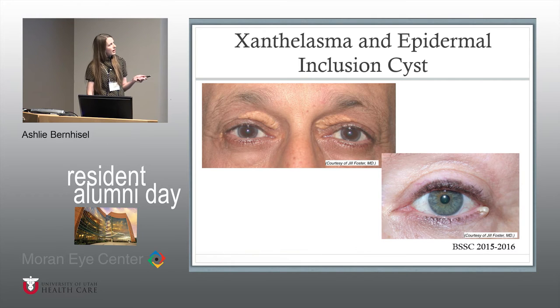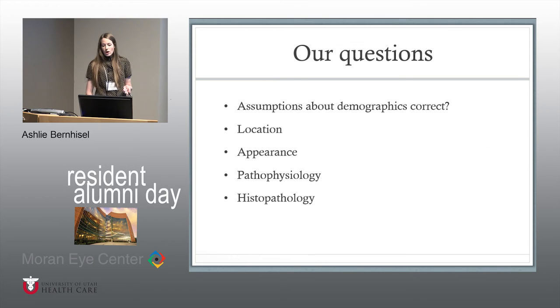And then we have xanthelasma and then epidermal inclusion cysts. So these are all things, again, that people have assumed to be idiopathic calcinosis at times. So our questions for this review, looking just specifically at the eyelids, were: are the assumptions about demographics correct, specifically looking at eyelid lesions?